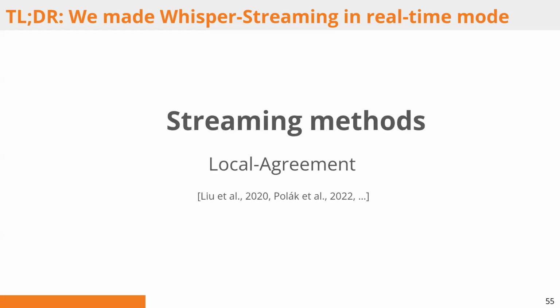And at the same time, there were methods how to convert for streaming methods. It means how a model can be used in simultaneous mode. For example, if you use the local agreement streaming policy, which was proposed by Liu at Altera, and then in Peter Polak's work, he compared many similar streaming methods to local agreement, and he found this one as the most effective or the best performing.